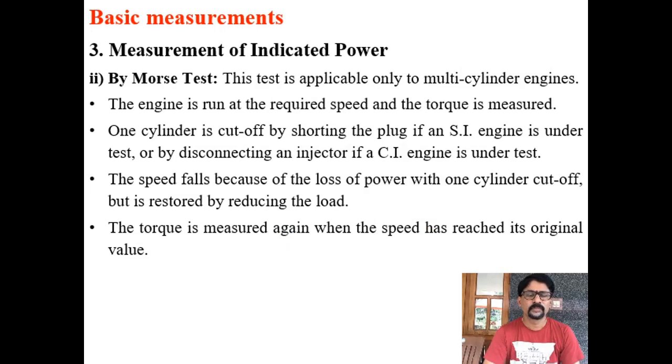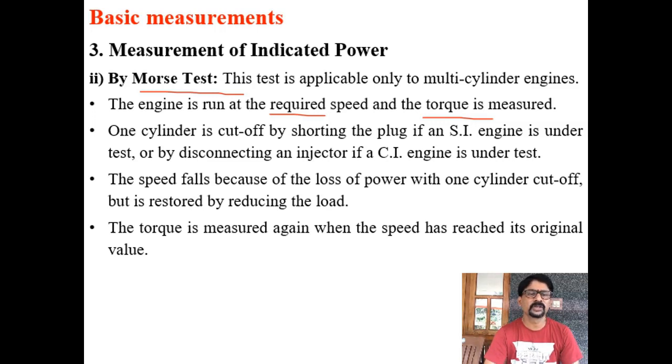Then there is one more method to measure the indicated power, that is the Morse test. Please note, this test is applicable only to multi-cylinder engines. If you have more than one cylinder, only then can you go for this measurement of the indicated power. So what is the procedure? Initially the engine is run at the required speed, till steady state, and then you conduct this experiment. The engine is run at a fixed speed, you measure the torque using the dynamometer, and you calculate the brake power of the engine.